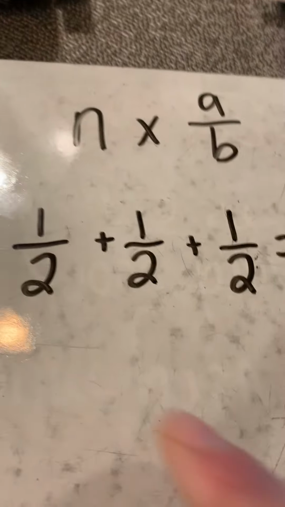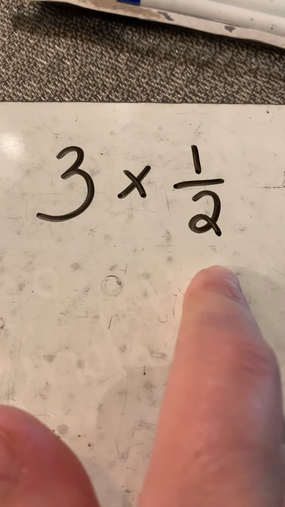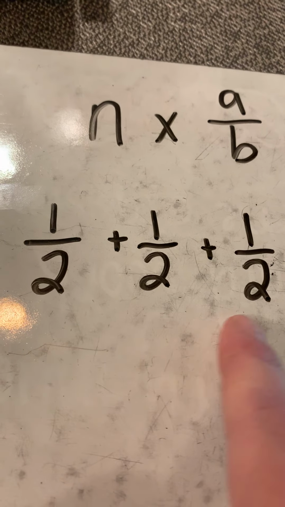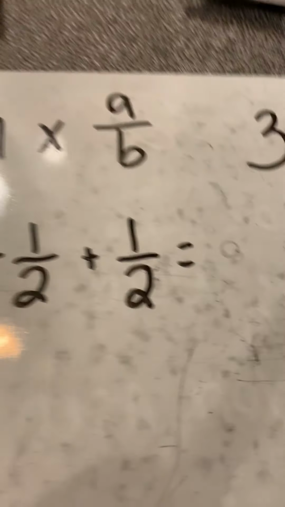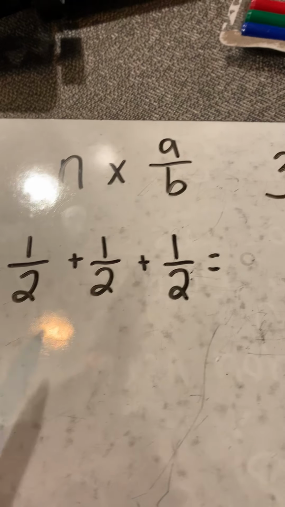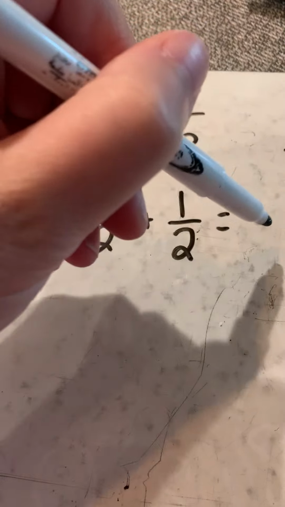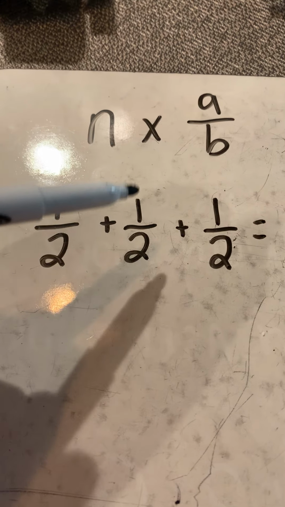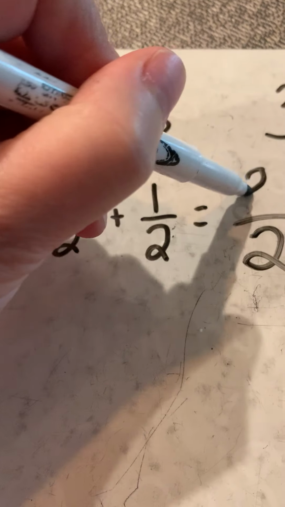So I wrote this out for you as fractions, 3 times 1/2, because I wanted to show you that 3 times 1/2 is the same as 1/2 plus 1/2 plus 1/2. See how this is 1/2 3 times? We're not going to forget our rules: when we add fractions that have the same denominator, the denominator stays the same, and all I need to do is add my numerators. 1 plus 1 is 2, and 2 plus 1 is 3. So 3 times 1/2 is 3/2.